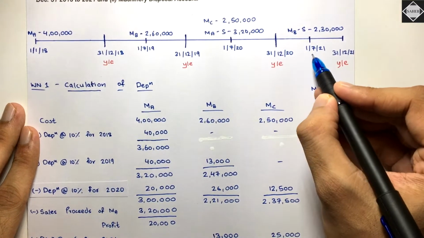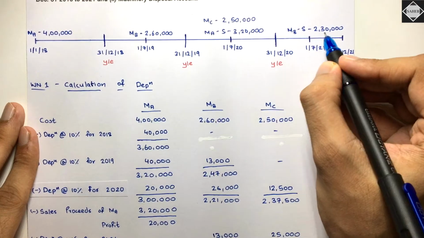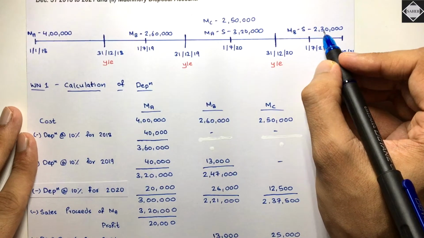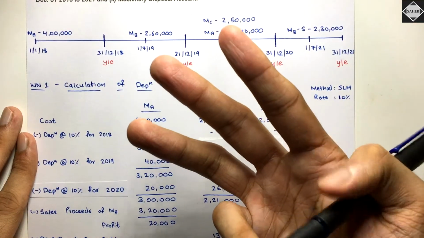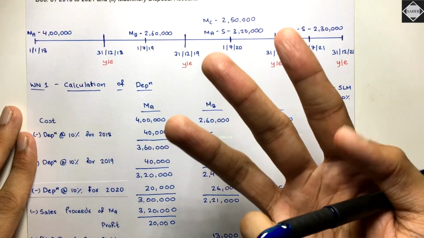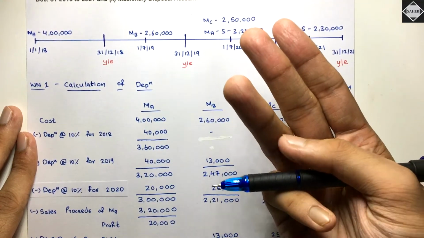So now 1st July 2021, what's happening? Here machine B is sold for 2,30,000, right? So again you have to follow that 3-step procedure. First you have to charge the proportionate depreciation on the machine you have sold, calculate the WDV on date of sale, and then you have to calculate the profit or loss.